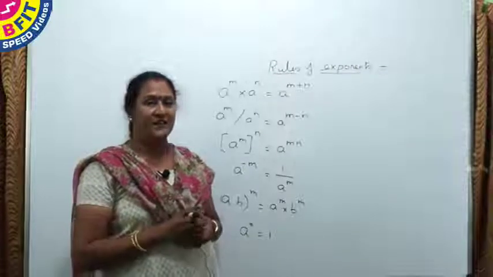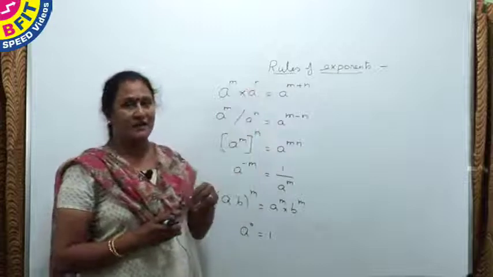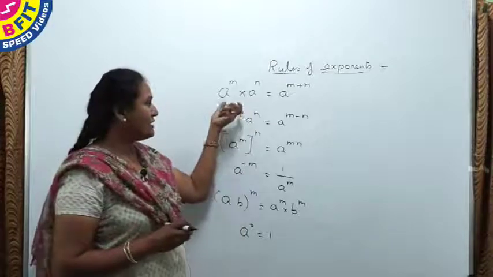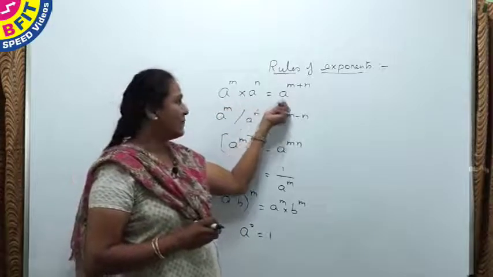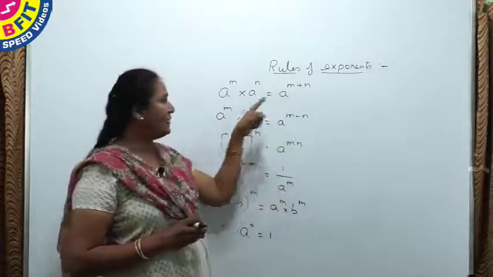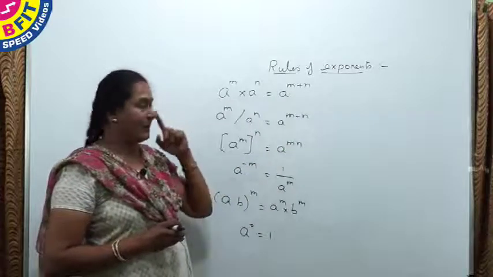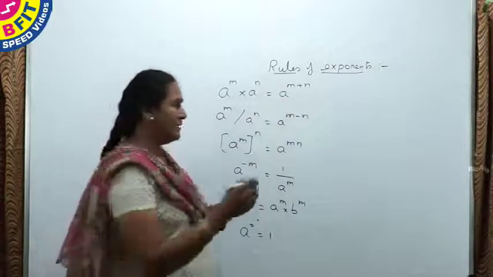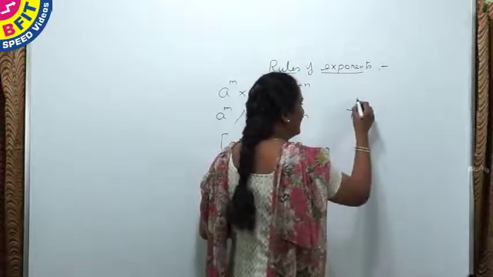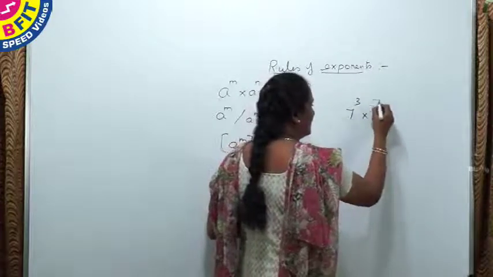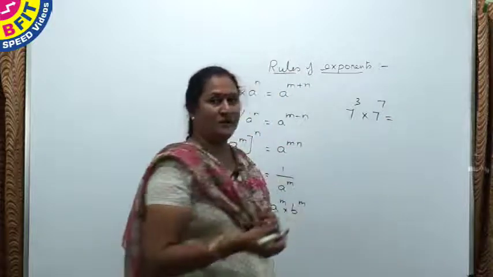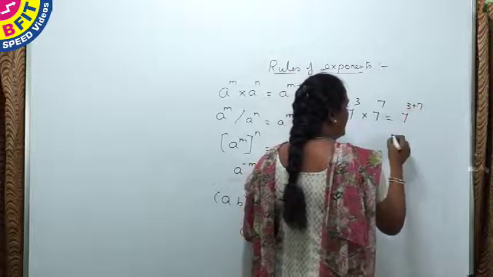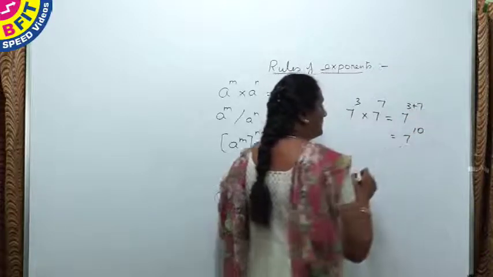So now we'll see the second concept, rules regarding exponents. Whenever you have the same base with different powers, you can simplify this and write it as the common base and add the powers. So we have a power m into a power n, which can be written as a to the power of m plus n. Say for example, if you have 7 power 3 into 7 power 7, this can be simplified and written as 7 power 3 plus 7, which is equal to 7 power 10.